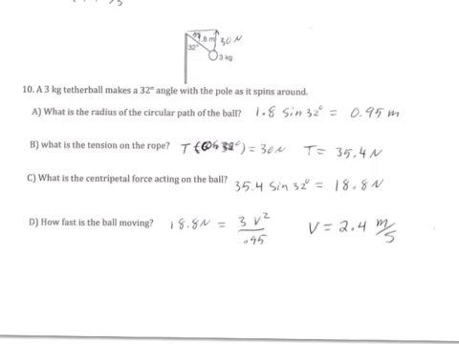Therefore, how fast is the ball moving? I'm going to use the centripetal force equation, and I'm going to say 18.8 newtons equals 3 kilograms times the velocity I'm looking for squared divided by 0.95, and when I solve for v, I get 2.4 meters per second.